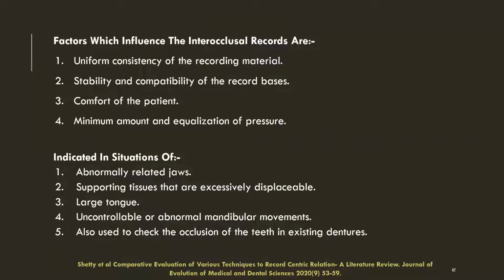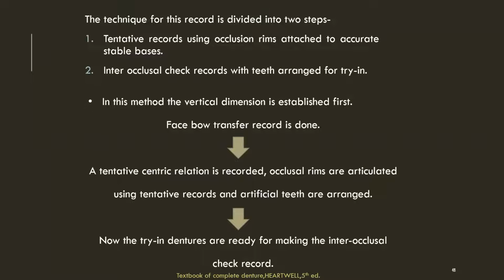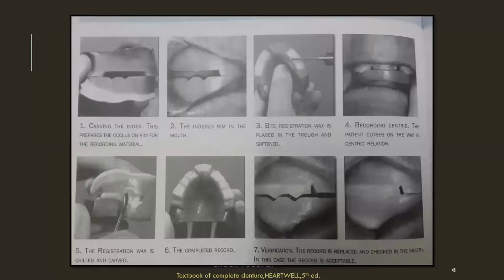It is indicated in situations of abnormally related jaws, supporting tissues that are excessively displaceable like flabby ridges, large tongue, uncontrolled mandibular movements, and also to check the occlusion of teeth in existing dentures. So in this, the index is carved, which holds the occlusal rim for the recording material. This index rim is placed in the mouth and bite registration wax is placed in the trough and is softened. The patient is asked to close in centric relation. Once this is done, the registration wax is chilled and carved and the completed record is made. The record is then again verified by placing it in the mouth.